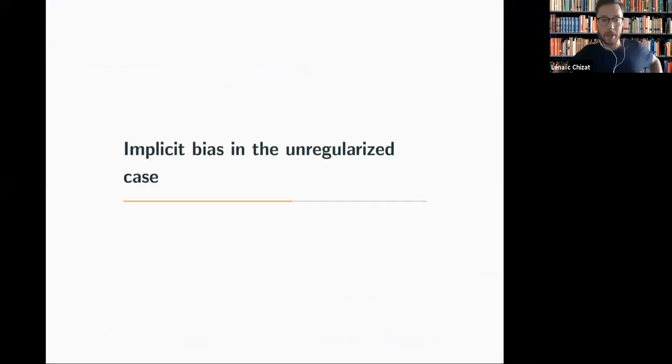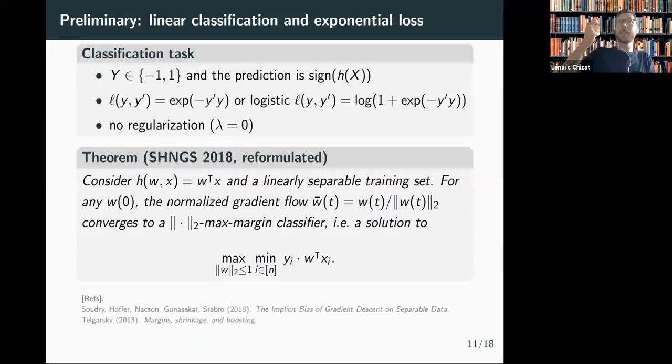So now we'll come to the implicit bias in the case where we do not regularize explicitly the empirical risk. We have seen that to understand this, we need to go back to a dynamical analysis and understand what is the specific predictor that has been learned by gradient descent. So this is the setting we'll consider. We consider a classification task with labels -1 and 1, and the prediction that we will make at test time will be the sign of the neural network.